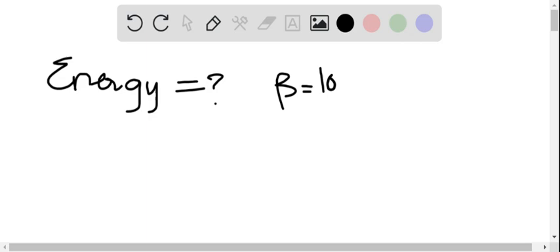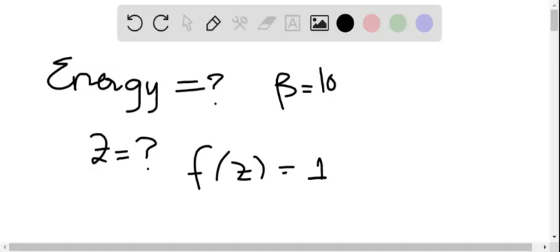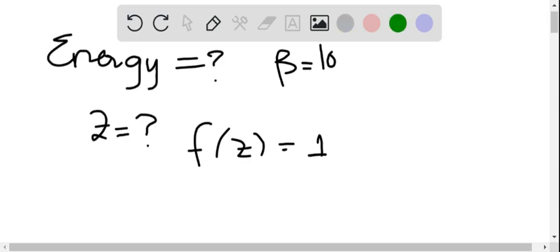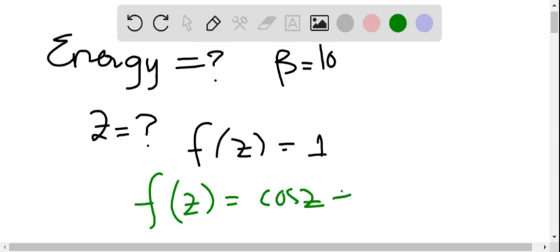So we need to find out for what value of z, f of z would be equal to 1. And f of z is given by the expression, recall your previous knowledge, that f of z is equal to cos z plus beta sine z divided by z, right?